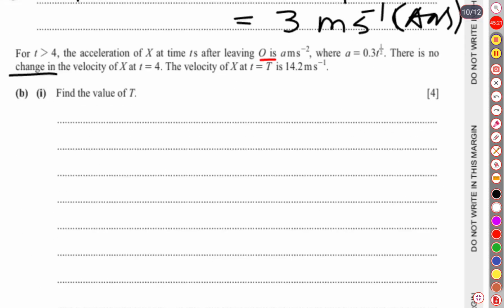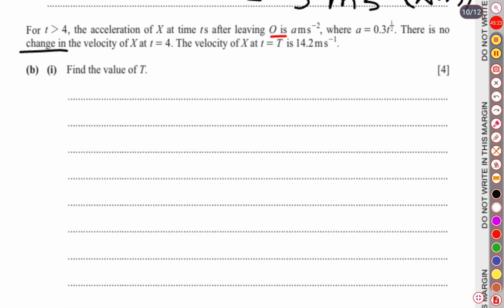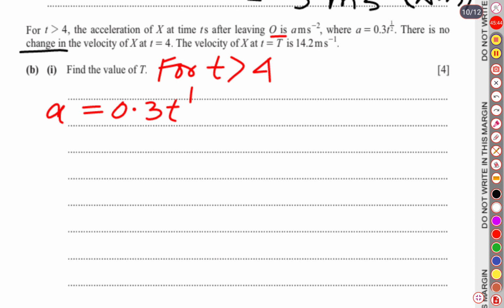Let's see how to solve this. So here the expression is given for t greater than 4 seconds. Our acceleration is 0.3 t raised to half. Now we should know the velocity first of all by doing integration. So a in terms of t, if we find the velocity, if we integrate this, it is going to be 3 over 2.